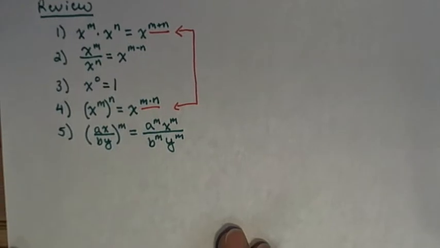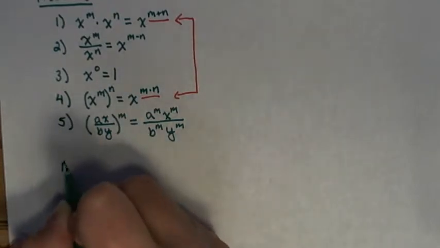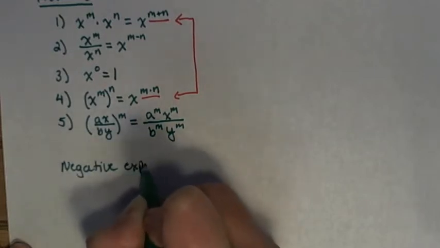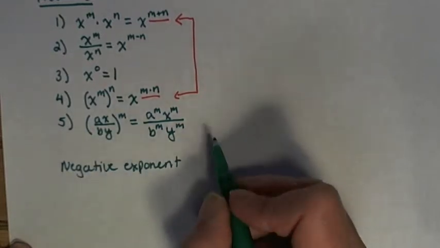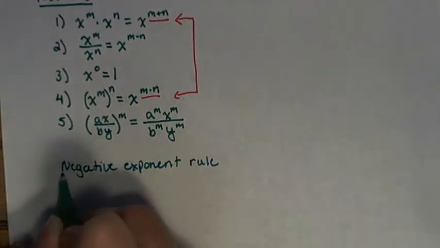Now let's go ahead and take a look at 2 more rules to add to this list, and then we will have all the rules that we need in order to simplify any exponential expression. So today we're going to talk about the negative exponent rule, and I want to kind of start by looking at an example of this rule.